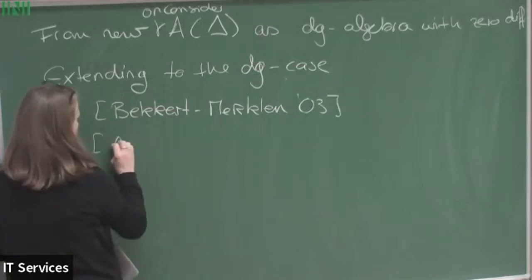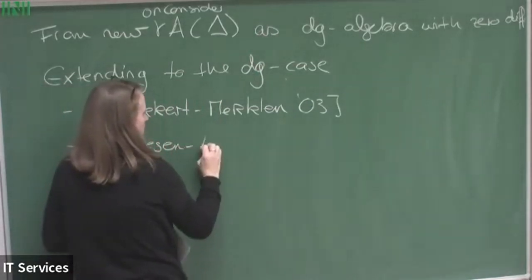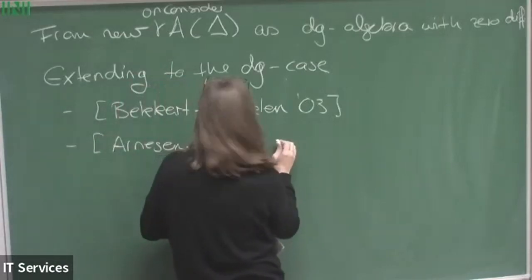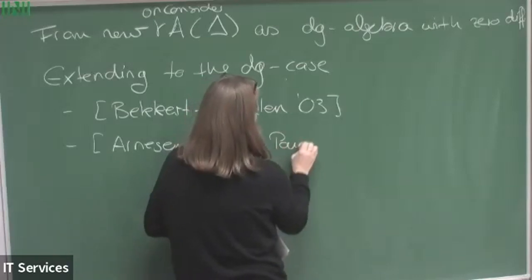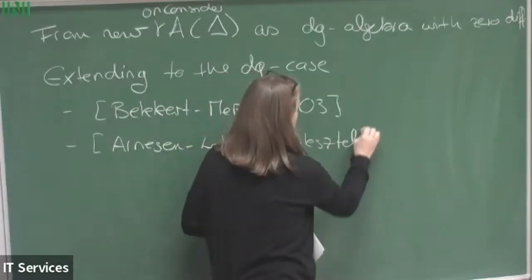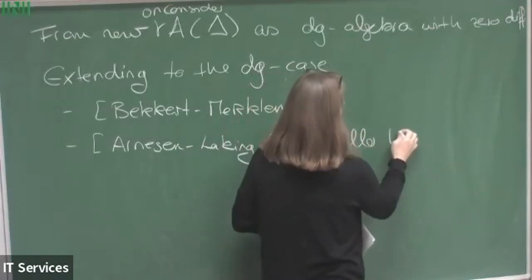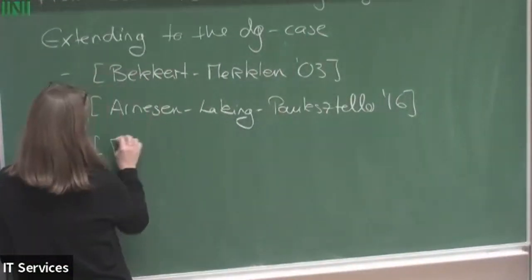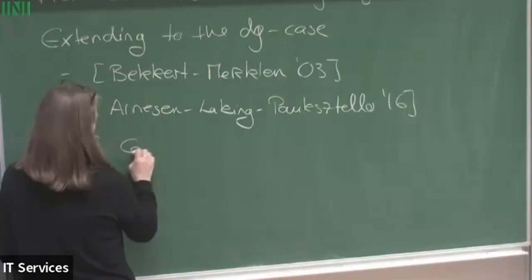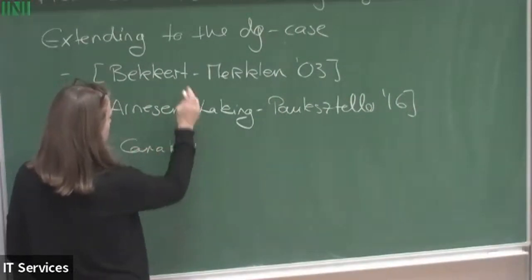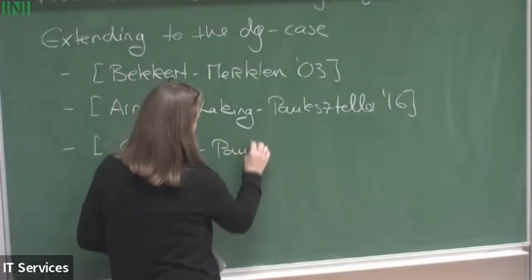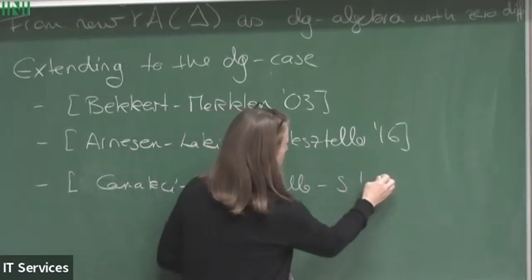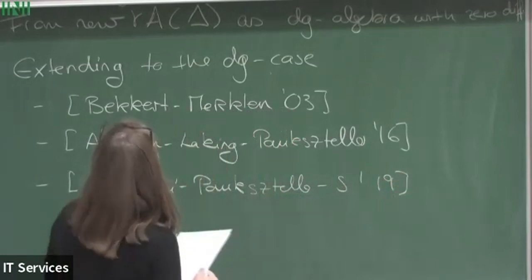But the paper of Arnesen, Laking, and Pauksztello, which gives a basis of the homomorphism space between two indecomposables, can be generalized to the DG case. So this is from 2016. And then also a calculation of mapping cones in terms of this classification, in a paper by Opper, Pauksztello, and myself from 2019, can also be generalized to the DG case.